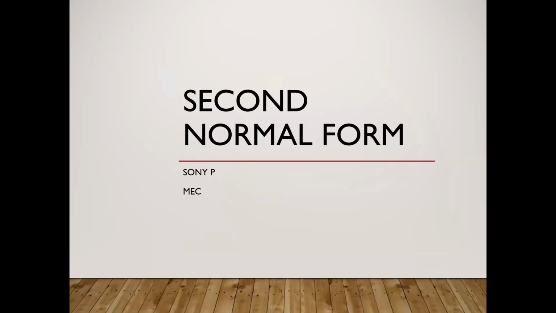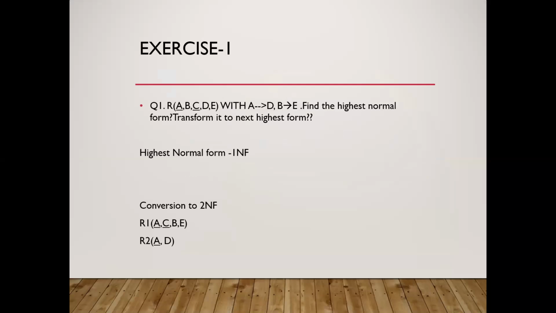Students, today we are going to see some of the exercises on 1NF and 2NF. First one, the relation R of A, B, C, D, E with functional dependencies A to D and B to E. Find the highest normal form, find the next highest normal form. So what is the candidate key here? Yes, of course, the AC combination is the candidate key.